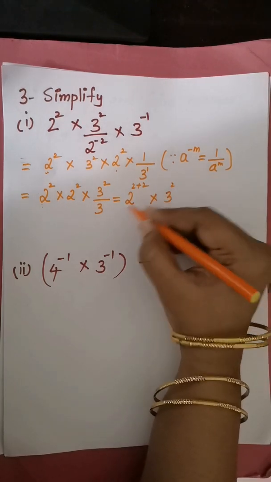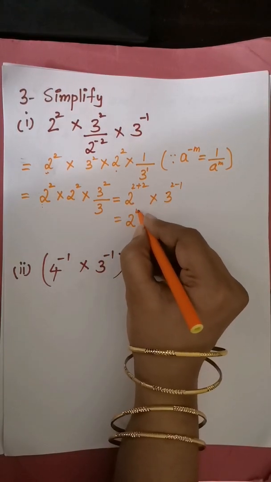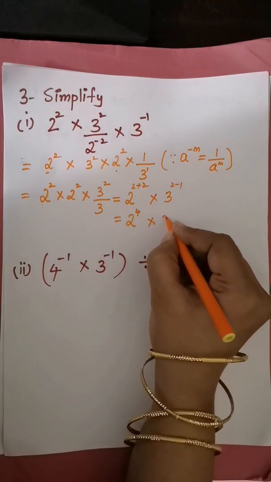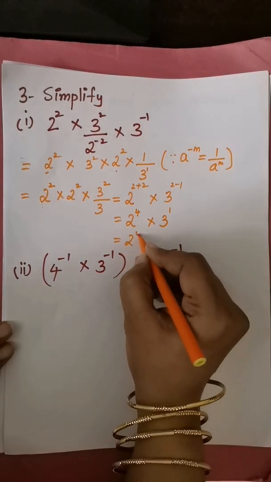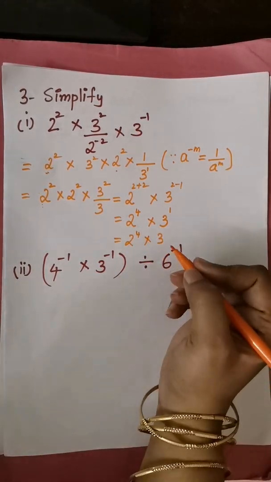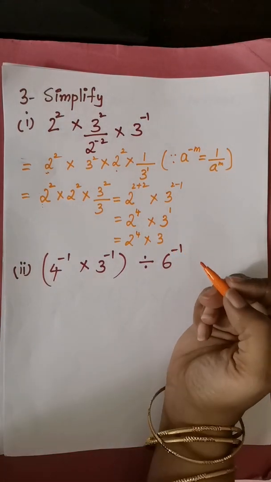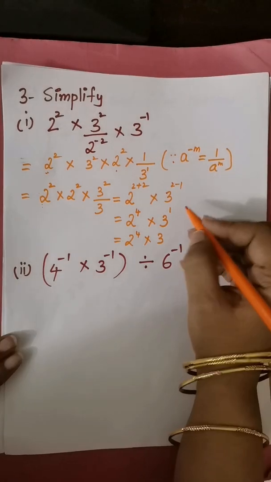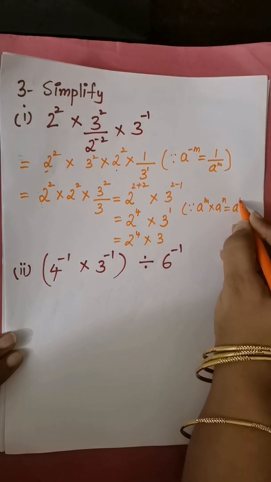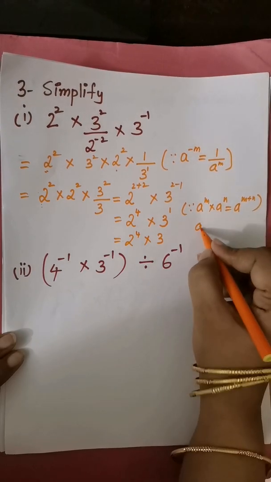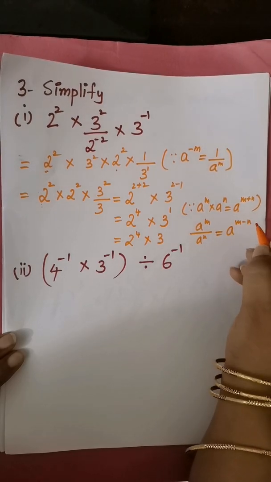So 2 here minus 1, so it will be 2 to the power of 4 into 2 minus 1 is 1, 3 to the power of 1, or you can say 2 to the power of 4 into 3. Any number to the power of 1 is the number itself. Okay, so this is how we will complete. And here which laws we have applied? A to the power of m into a to the power of n is equal to a to the power of m plus n, and a to the power of m by a to the power of n is equal to a to the power of m minus n.